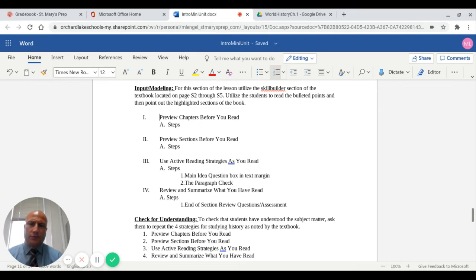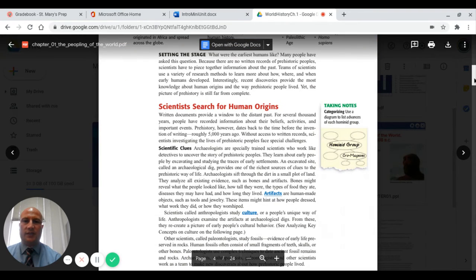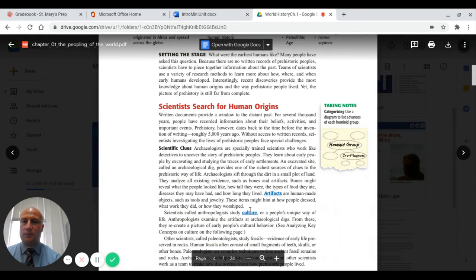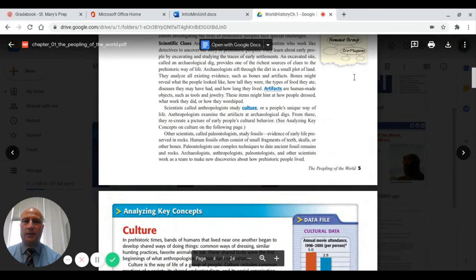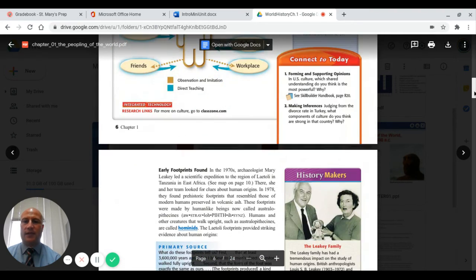My first active reading strategy that I would like my students to deploy would be the main idea question box in your textbook margin. Now, I'm going to go to the textbook, and here's the section opener. You can see that your textbook is broken up into large red subheadings, smaller black subtitles, and blue key terms inside of the basic text. Now, as you read, you will find many things in the margins and insert pages like this one here about culture that will help you get a deeper understanding of the section.